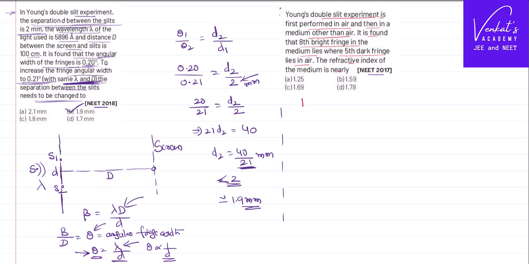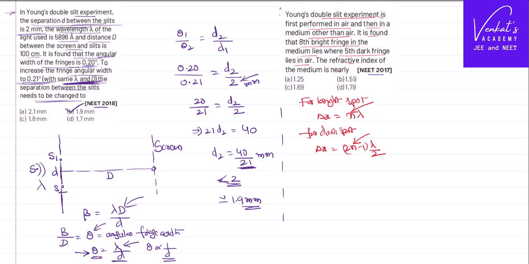So, first of all, for a bright spot, path difference delta x equals n lambda. For a dark spot, path difference delta x equals 2n minus 1 of lambda by 2. Be careful, here for bright n starts from 0, 1, 2, 3 onwards. Here for dark n starts from 1 onwards, 1, 2, 3 onwards, right?